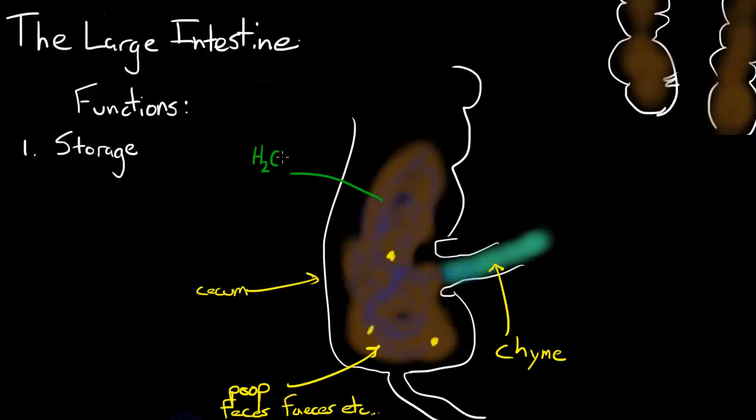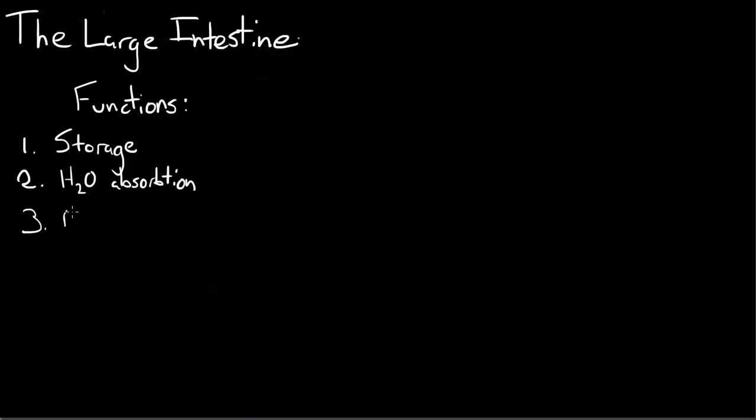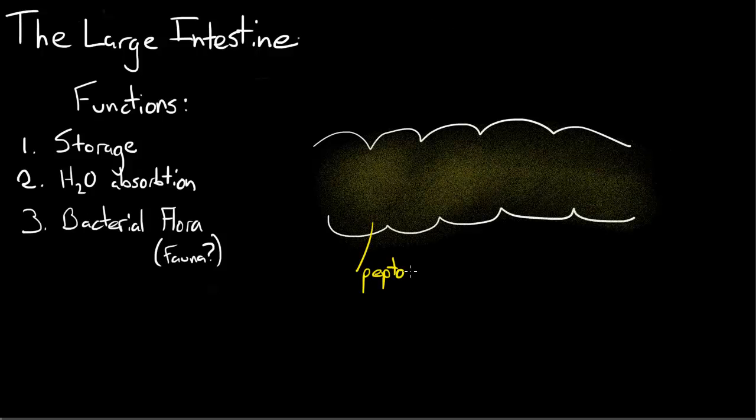This liquidy stuff is not usually what we poop out, so we know a lot of the water has to be removed. This gradually happens along the course of the colon, creating a sort of liquid gradient, with firm stuff being towards the end. The last function we're going to talk about relates to the bacterial flora of the colon. Maybe that should be bacterial fauna? Anyway, your colon is filled with trillions of little tiny bacteria.